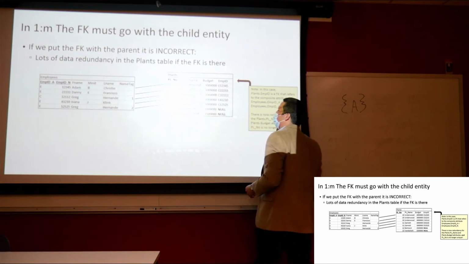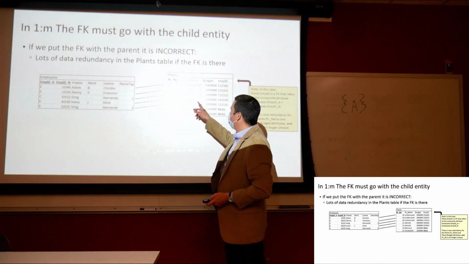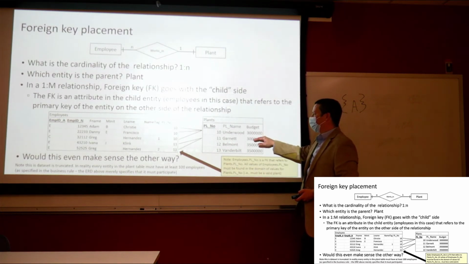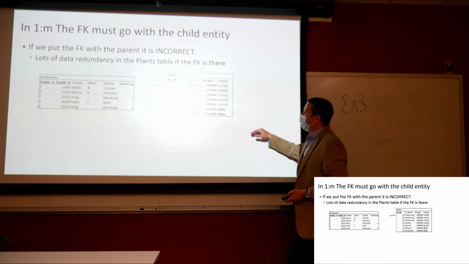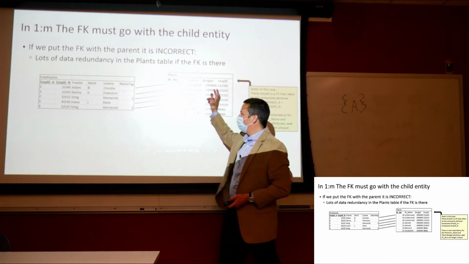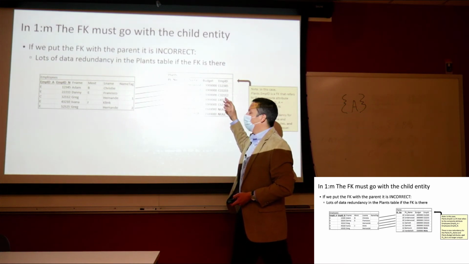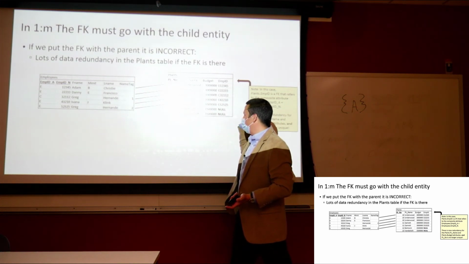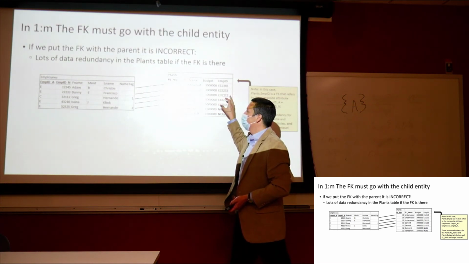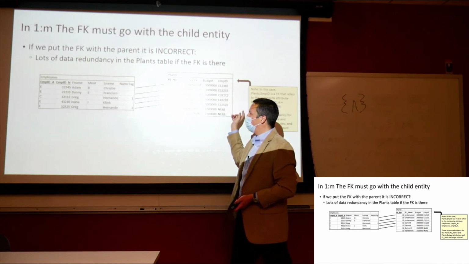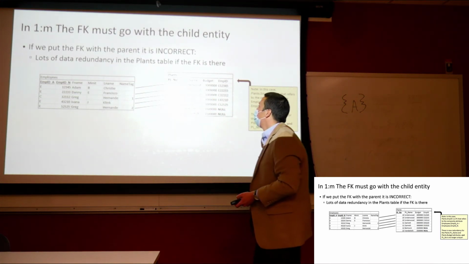Yeah, we've introduced redundancy, right? So now we don't have plant 10 is Underwood just one time, and plant 11 is Garnett just one time. We have to have Underwood 3 times, once for each employee, and Garnett twice, once for each employee. So we introduce redundant data. This is a bad use of data storage. This is just going to create an endless number of problems if we do this backwards, putting the foreign key with the parent instead of with the child.